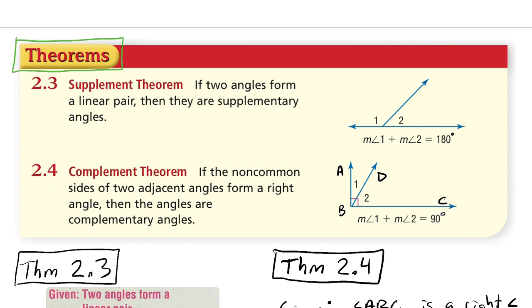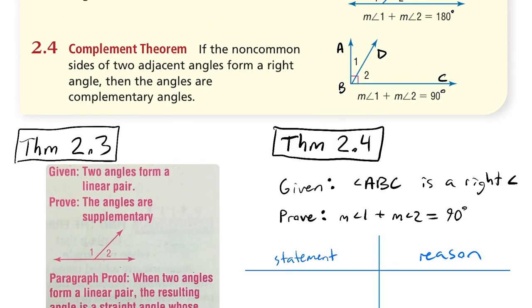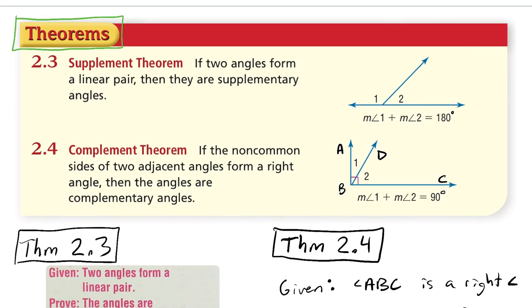I have those steps written, but I don't want to write all 10 here. I just want to write one, okay? So for 2.3, it's just saying if two angles form a linear pair, then they're supplementary. Another way to say this is a linear pair sums to 180, right?